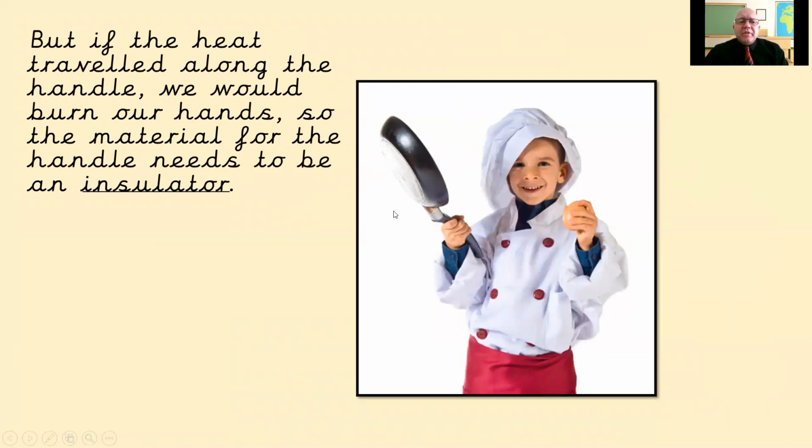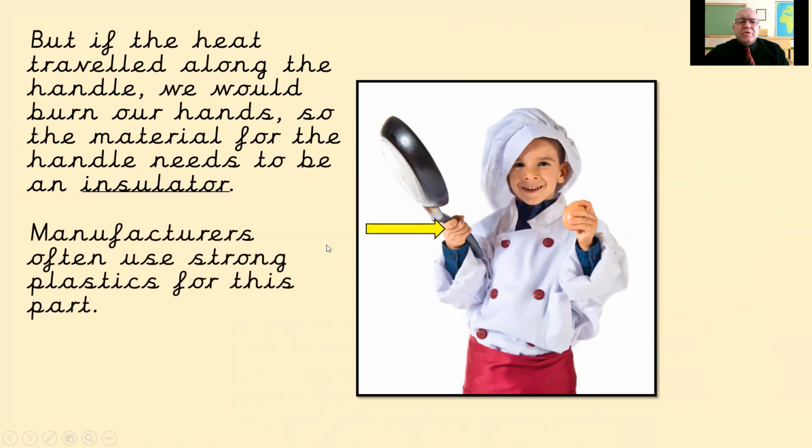Okay? So the material for the handle needs to be an insulator. Okay, we don't want the heat to travel through that. So the handle needs to be an insulator. And usually manufacturers will use some sort of hard plastic for this. Again, there are different materials out there, but a strong hard plastic is the most common insulating material for that part of the pan. So you can see the manufacturer had to understand conductors and insulators to create a pan that's safe to use, but cooks our food well.